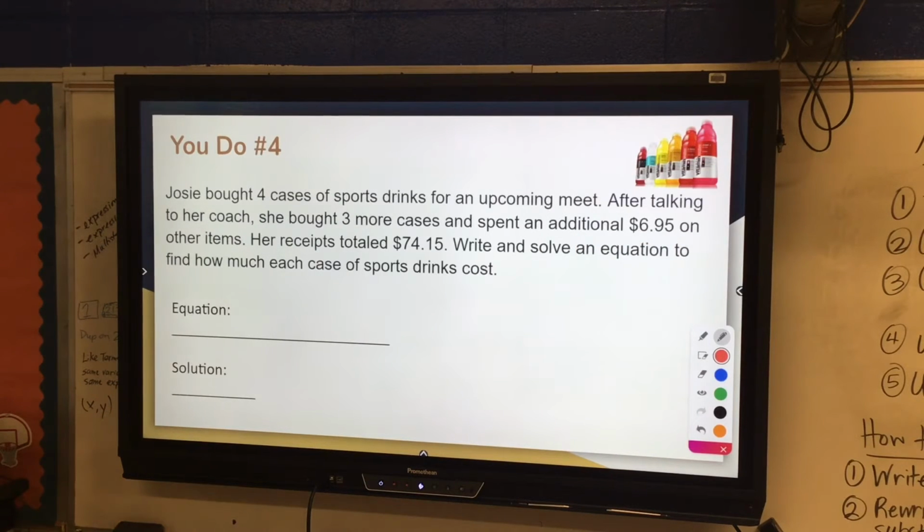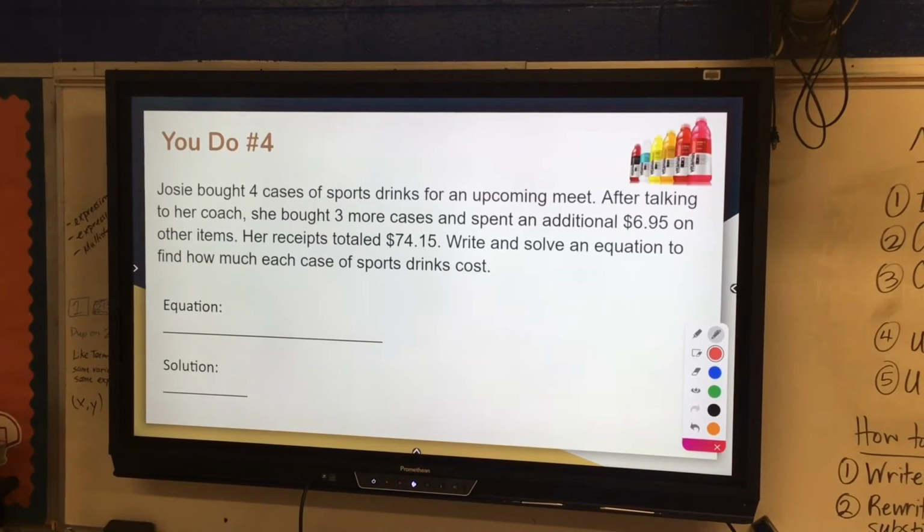Josie bought 4 cases of sports drinks for an upcoming event. After talking to her coach, she brought 3 more cases and spent an additional $6.95 on other items. Her receipts totaled to $74.15. Write and solve an equation to find how much each case of sports drinks cost. You can pause at this time and solve it.